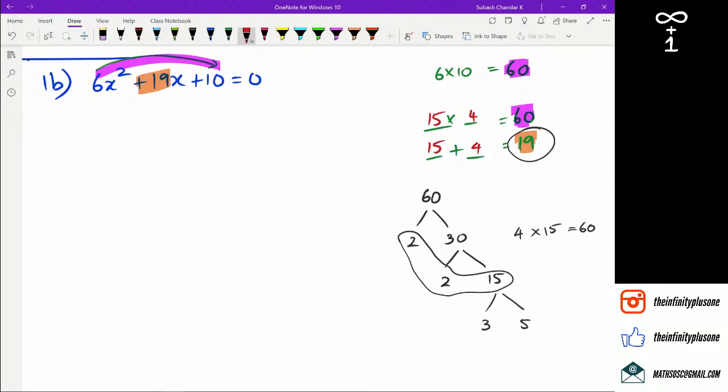And we're going to replace the 19x with the 15x plus 4x plus 10 equals 0.